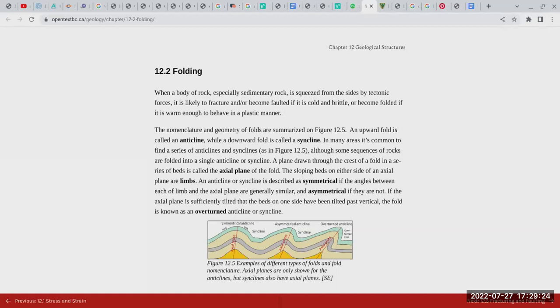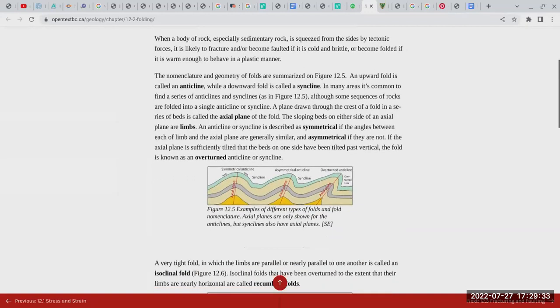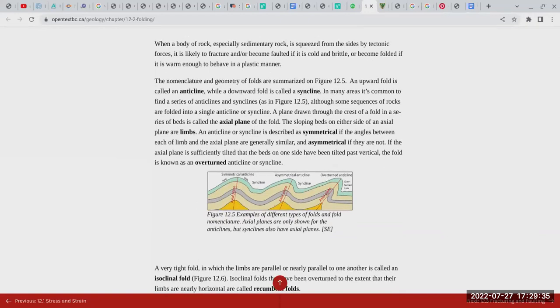So looking at folding. Importantly, they are saying that when a body of rock, especially a sedimentary one, is squeezed, very important, it is squeezed from the side. Squeezed from the side by tectonic forces, and we know what these tectonic forces are. We looked at them last class. It is likely to fracture or to become faulted if it is cold and brittle.